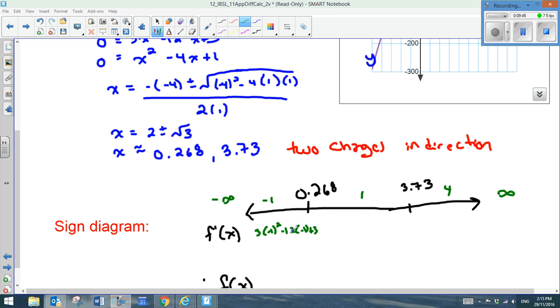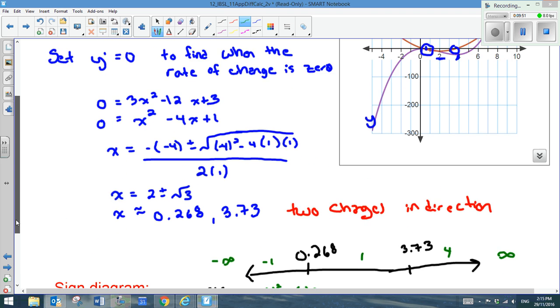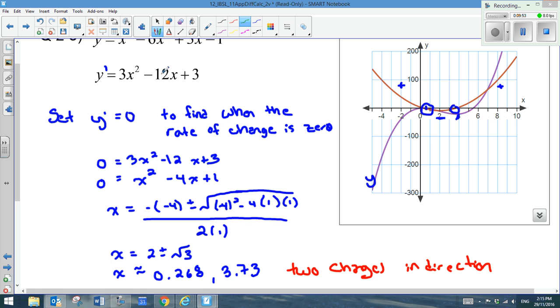So I won't show my work for this test value every time, but I do want to make sure you guys know what you're doing. You're taking this test value and substituting it into your first derivative, and we're really looking to see, is my first derivative going to come out as a positive or a negative value? If it's positive, that means it would be here above the x-axis, which represents my original function increasing. If it's negative, it would be below the x-axis, as the red graph is, and it shows that my purple graph, the original, is decreasing.